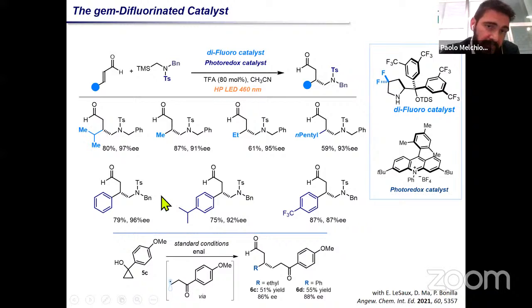There is a different array of radical precursors that can be used. Also, for example, we can use this cyclopropanol that upon oxidation leads to this primary radical. Generally, it is difficult to trap primary radicals with a high stereo control. This system seems suitable also for this type of target.